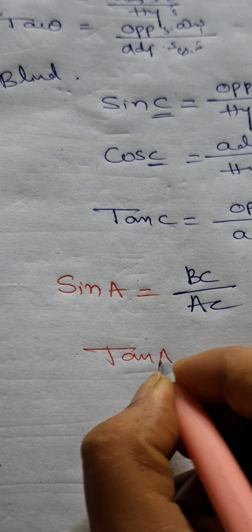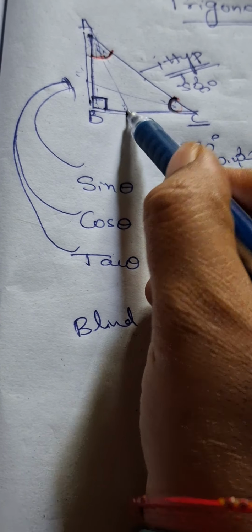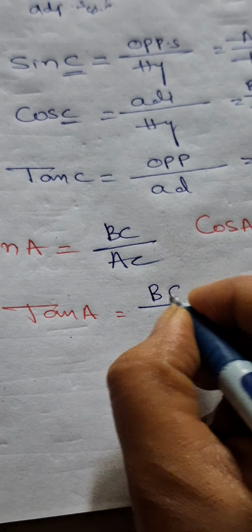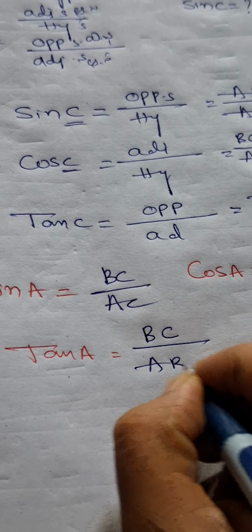And next, if you want to find out tan A, what is the formula for tan A? Opposite side by adjacent side. What is the opposite side here, beta? BC by AB.